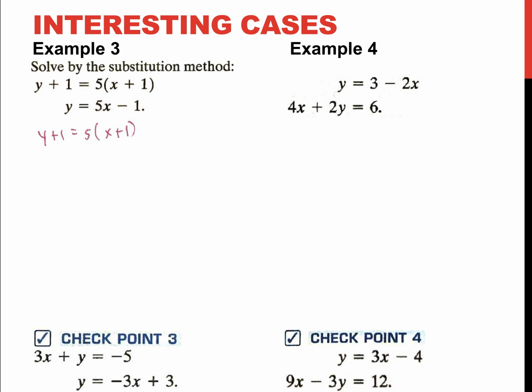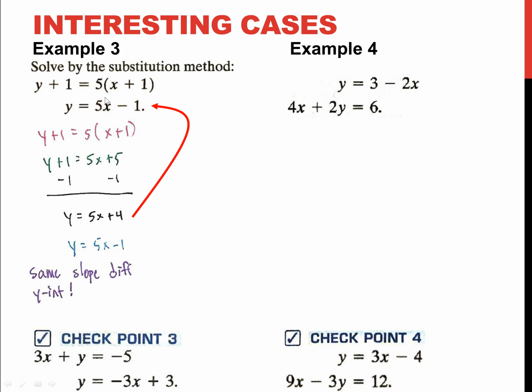When I distribute the y in my first equation, and then subtract the 1, I notice that it has the same slope as my second equation. Wait a second. Same slope, different y-intercept. We know what this means. No solution. All right, so let's take a look at example 4.